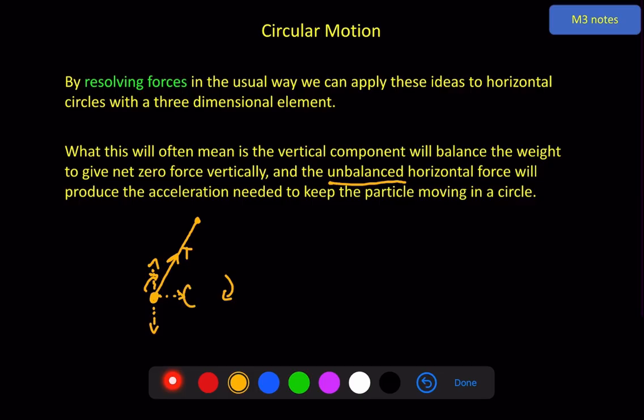So this component here will be your F equals ma, where the a is, as we just said, r omega squared, or v squared over r, depending on what you need, and that's your acceleration for the circular motion. Jumping straight into an example that is just like this.